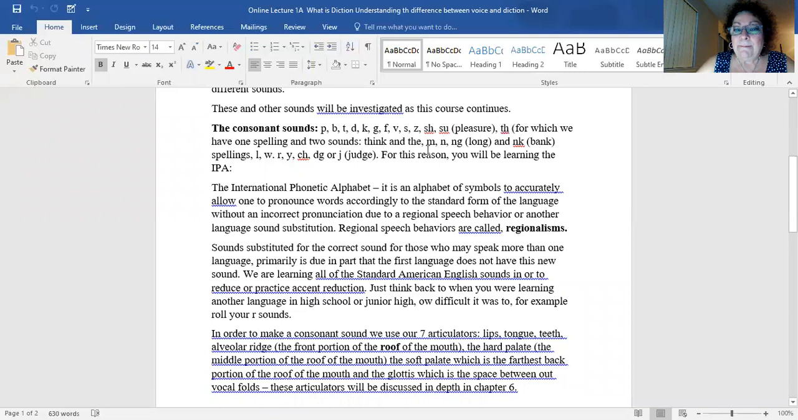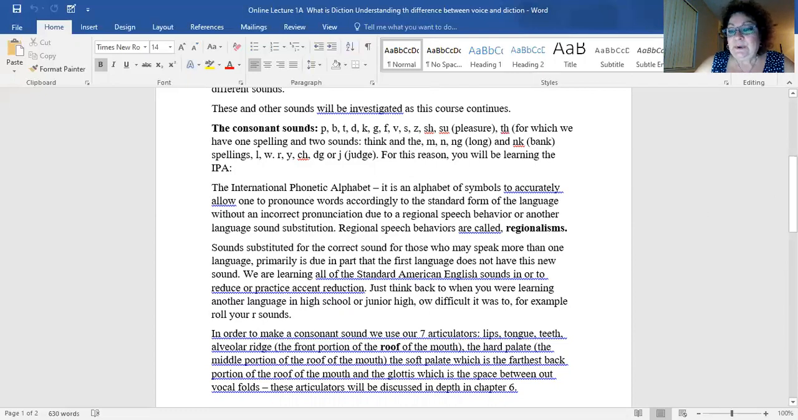And we have the ng sound, like long and bang. L, w, r, y, ch, j. Those are your consonant sounds. So eventually you'll be learning the phonetic symbols for these. But again, you probably didn't even know that our TH spelling has 2 sounds, like think and the.